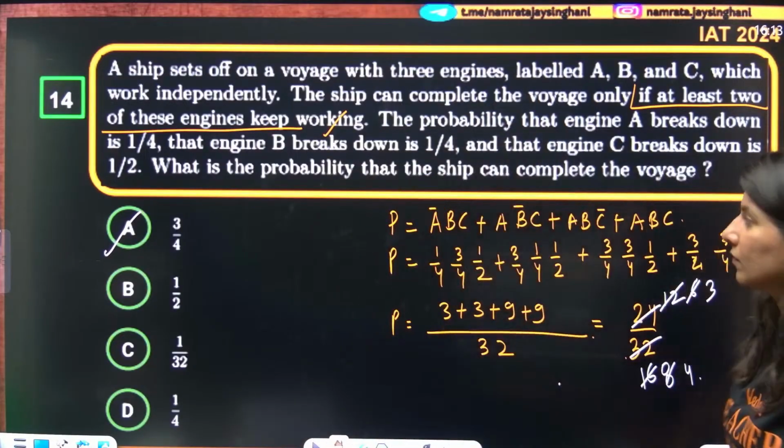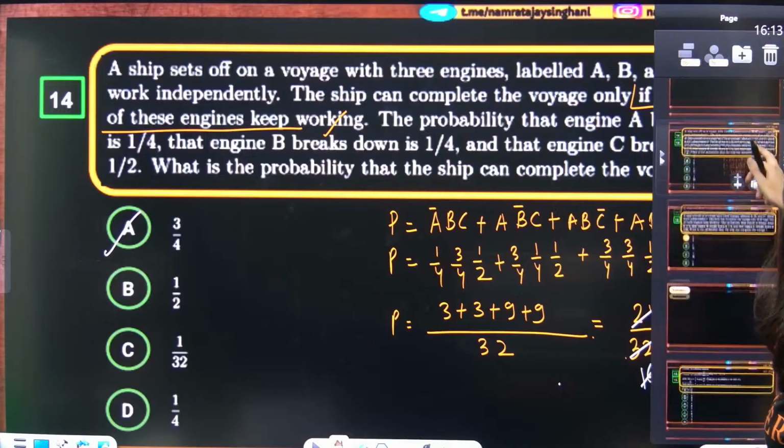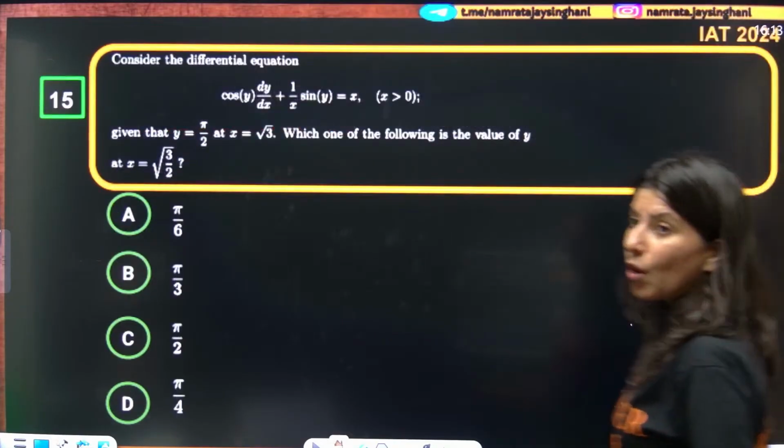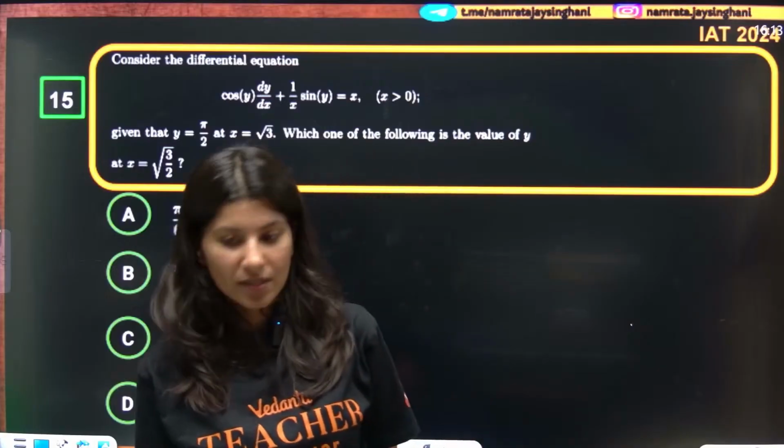Okay. Yes. Clear, clear, clear, everybody. Yes. Next question on your screen is from differential equation.